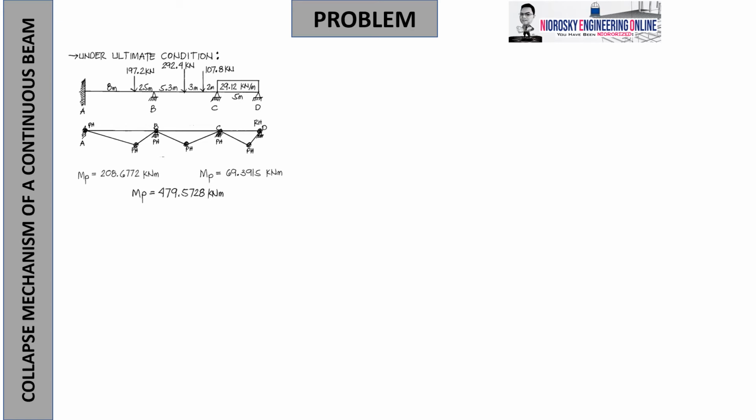Okay? Ngayon, as we have MP of 208.6772 kilonewton meter for span AB, and 79.5728 for BC, and MP of 69.3915 for CD, then the largest would prevail. And then we will get 479.5728 kilonewton meter for that side.